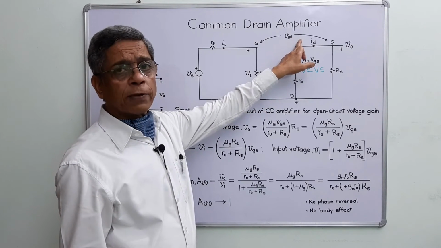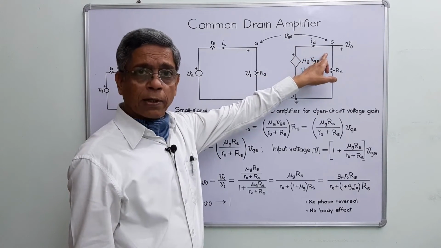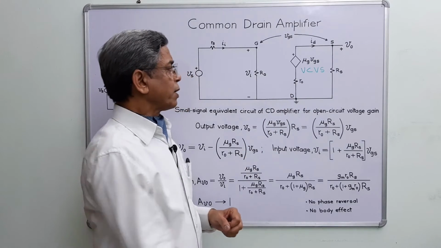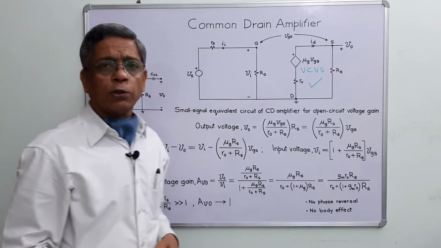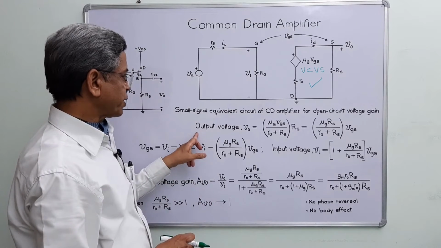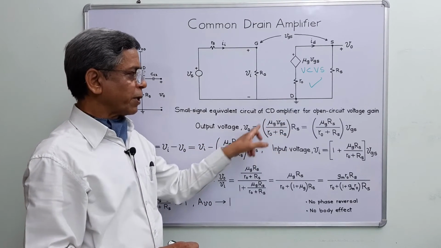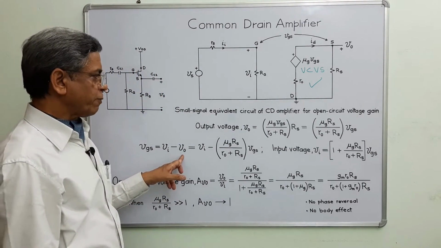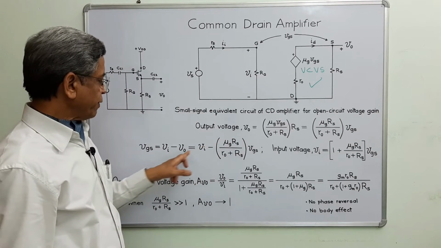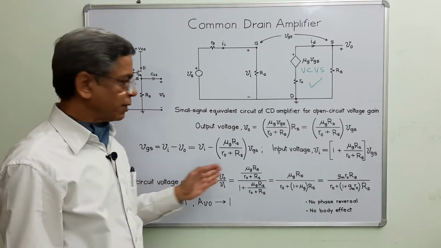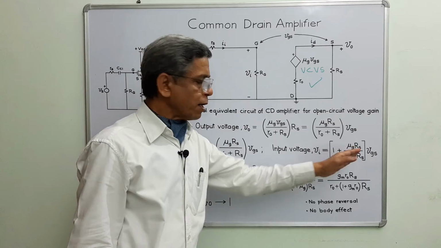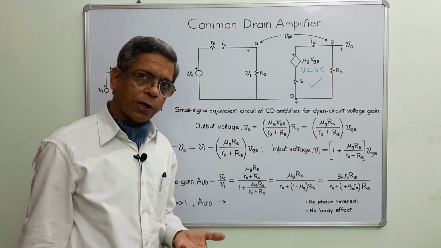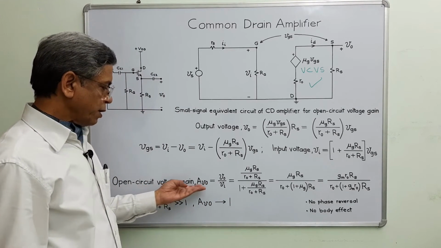This VGS potential difference is measured between gate and source terminal, which is in fact the difference of potential across biasing and source resistor. Considering this loop and using voltage divider law, we get the expression for output voltage V0. This is the expression. And VGS is Vi minus V0. From this expression, we get the value of V0, and from this expression, we get the expression for input voltage Vi. Now we have input voltage and output voltage, and are in a position to define open circuit voltage gain AV0.